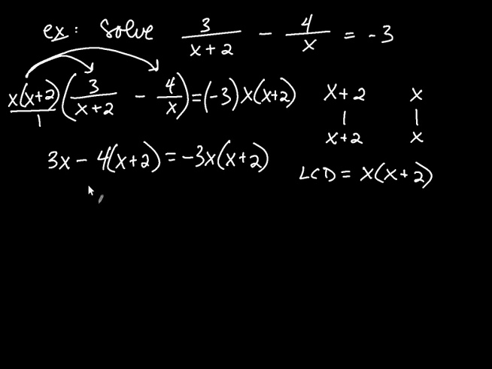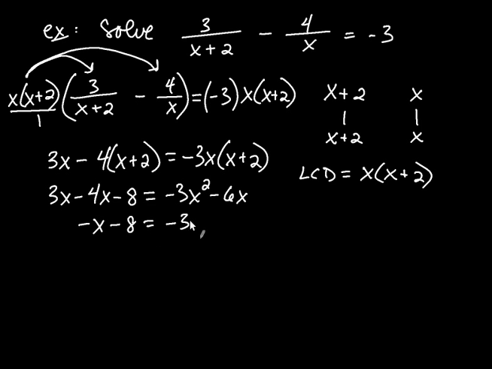Okay, so now we're going to take the negative 4 and distribute it on the left, and we're also going to take the negative 3x and distribute it on the right. So it's going to be 3x minus 4x minus 8, right, distributing the negative 4, is equal to negative 3x squared minus 6x. Combine like terms on the left, so we're looking at negative x minus 8 is equal to negative 3x squared minus 6x.